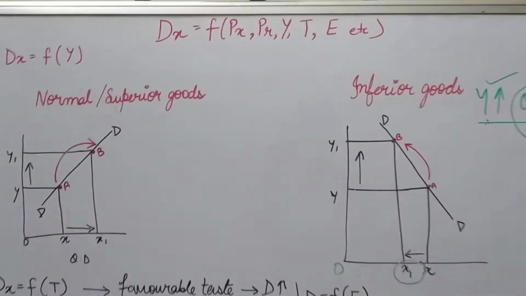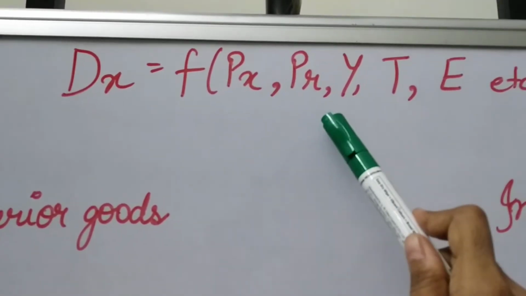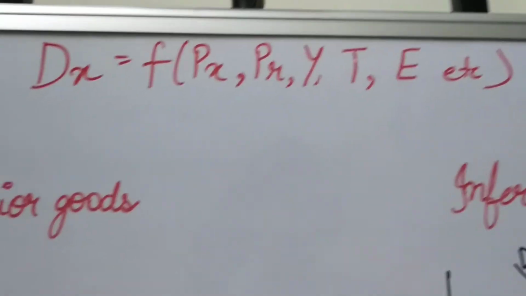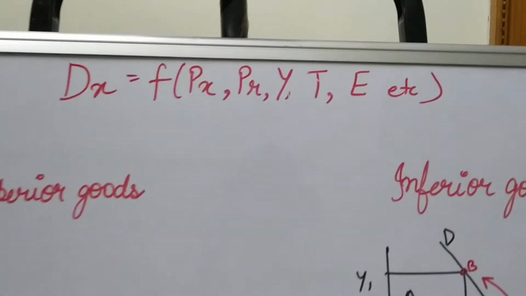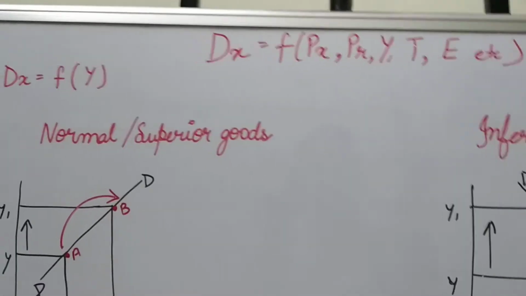Now, after that, price of the X commodity, price of related goods, and income are done. Now we will start with T, that is taste and preference. I am not showing the diagram because we will clear these things up in the change in demand diagram. So, taste and preference.